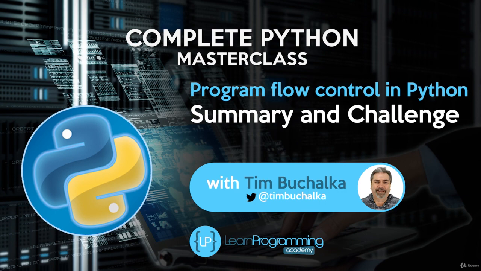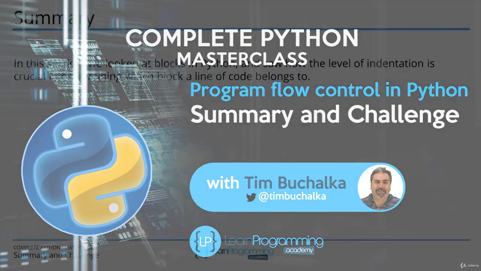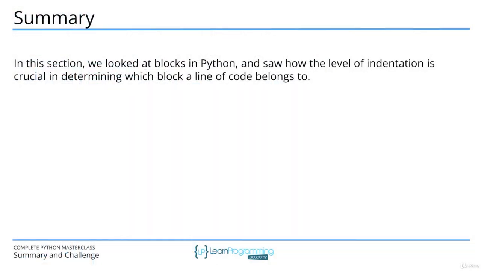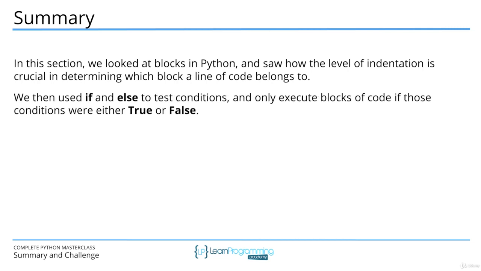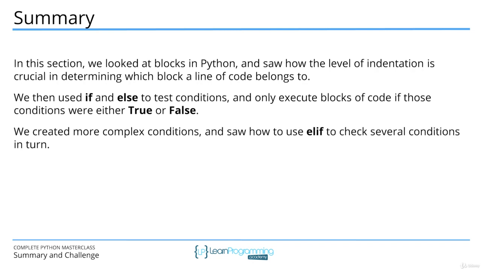In this section, we looked at blocks in Python and saw how the level of indentation is crucial in determining which block a line of code belongs to. We then used if and else to test conditions and only execute blocks of code if those conditions were either true or false. We created more complex conditions and saw how to use elif to check several conditions in turn.